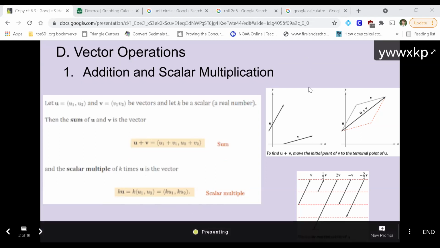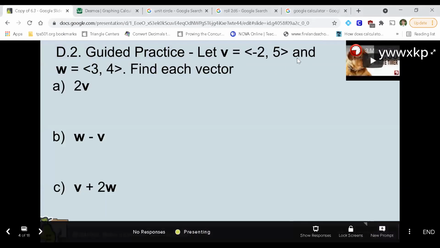All right, then let's have you try some problems. So let's say vector v is -2, 5, and vector w is 3, 4. Find 2 times v, w minus v, and v plus 2w. Again, they will work exactly how you think they would. Nothing surprising.